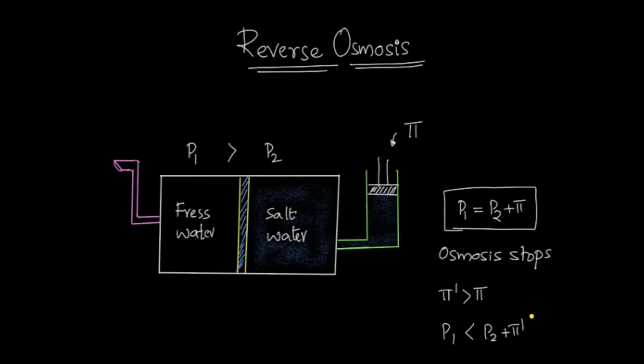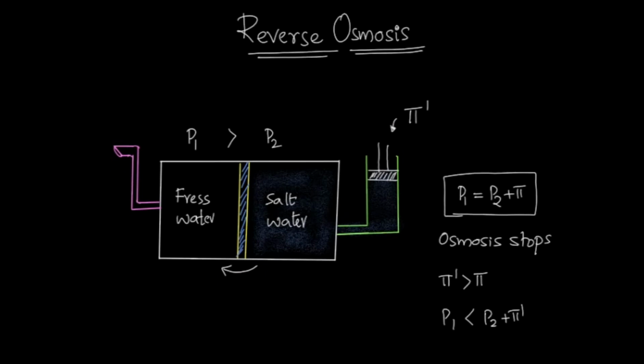Hope you understood this. This time you have to take a pi dash. Excess amount of pressure is applied at the salt water, and because of that, the water molecules are moving from high concentration to low concentration. So that concludes something very interesting, students. The process of osmosis can be reversed. Here the solvent molecules are moving from high concentration to low concentration, so it is the reverse process of osmosis.